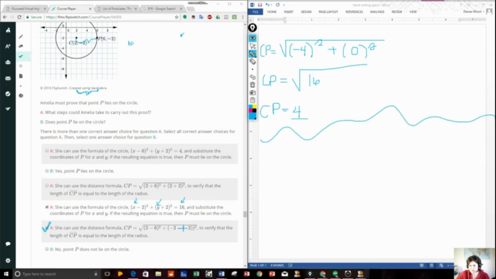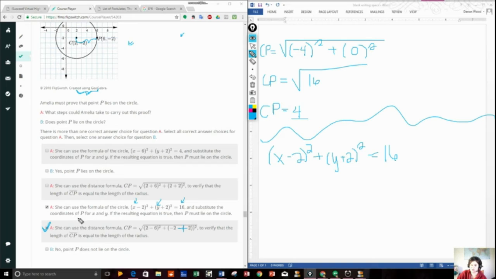Let's show you the other one. Okay, so they had the equation x minus 2 squared plus y plus 2 squared. They're using the equation of the circle. So they just plugged in that the center point was at 2, -2, and they plugged in the radius. So that's where this equation came from. It comes from the generic x minus h squared plus y minus k squared equals r squared.